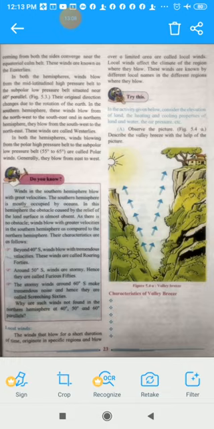So what are local winds? They blow for a short duration of time. They originate in only specific regions and also they blow over a limited area. Local winds affect the climate of the region where they blow. The climate of such regions is affected due to their blowing. These winds are known by different local names in the different regions where they blow. So wherever these local winds are blowing, in whichever regions they are blowing, that particular region gives them different names. So different local names are given to the local winds in the different regions.